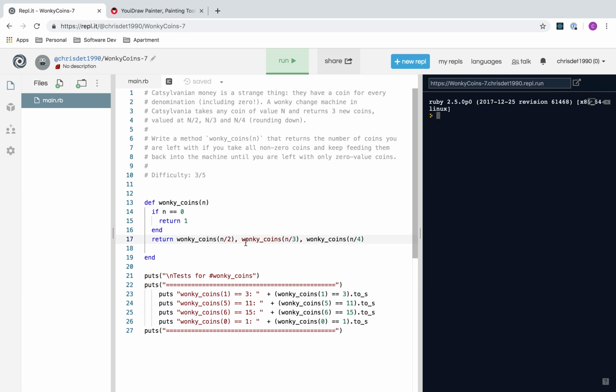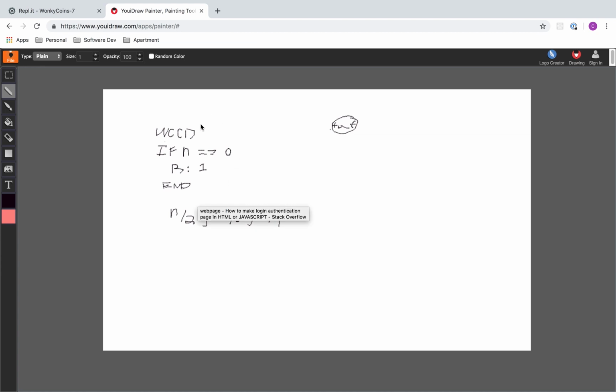So what I want to do here, if I think about it, let's go back to our example of wonkyCoins of 1. This means that these n's right here are actually equal to 1. And 1 divided by 2 is actually equal to 0, and this is equal to 0, and this is equal to 0. Now technically you want to add these all together. Remember, 0 for us is equal to 1, given this step right here. So that would give us 1 plus 1 plus 1, equals 3.